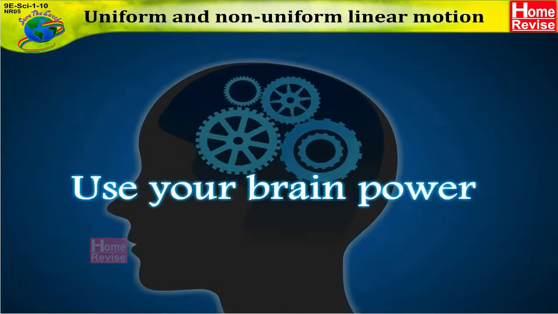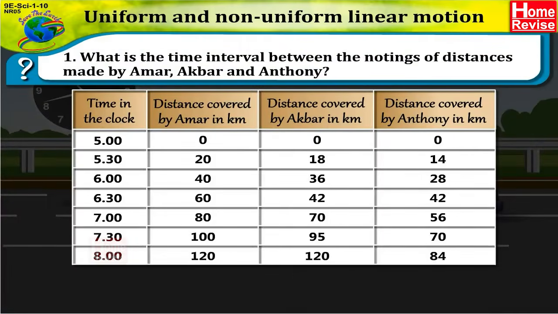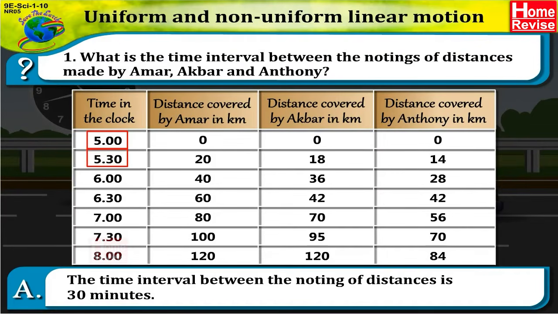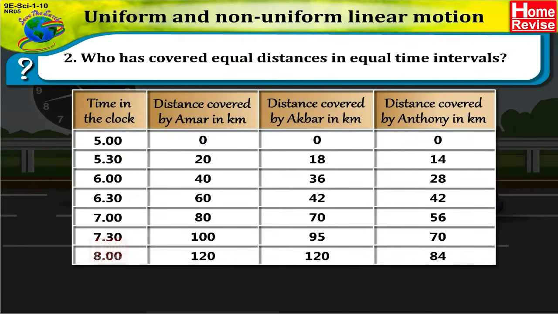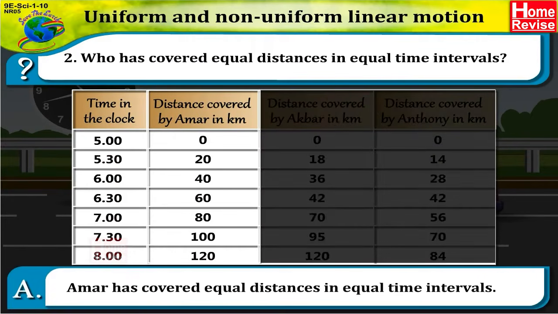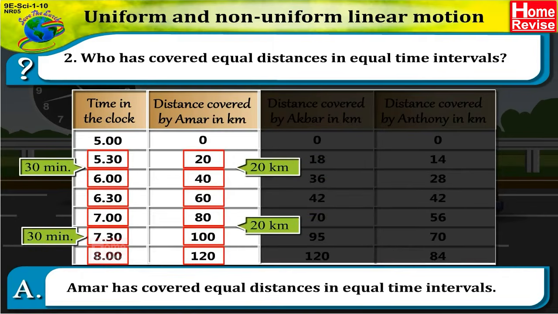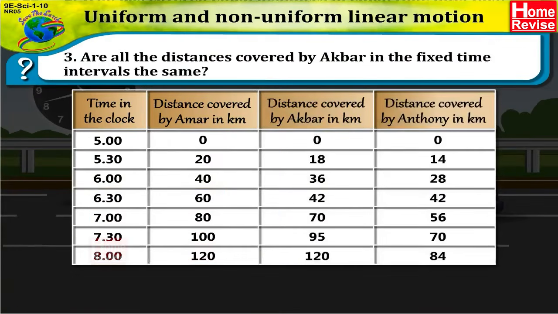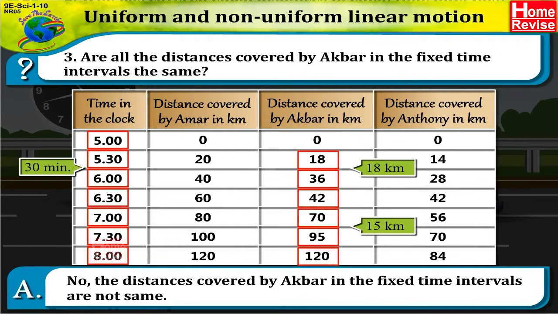Use your brain power. 1. What is the time interval between the notings of distances made by Amar, Akbar and Anthony? The time interval between the noting of distances is 30 minutes. 2. Who has covered equal distances in equal time intervals? Amar has covered equal distances in equal time intervals. 3. Are all the distances covered by Akbar in the fixed time intervals the same? No, the distances covered by Akbar in the fixed time intervals are not the same.